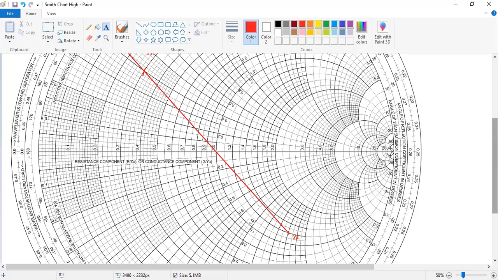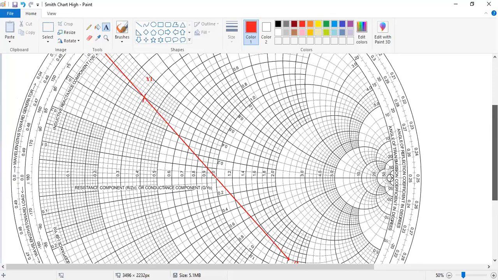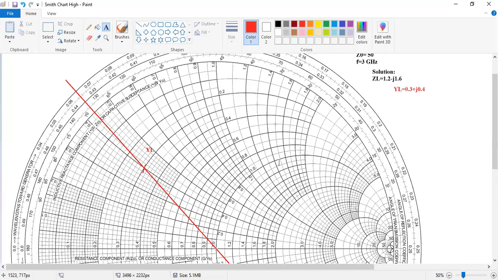Anyone who is doing this problem, what is your imaginary part of Y1? Anyone got this? Roll number 12, have you got this? Yes, sir. How much is the value of Y1?